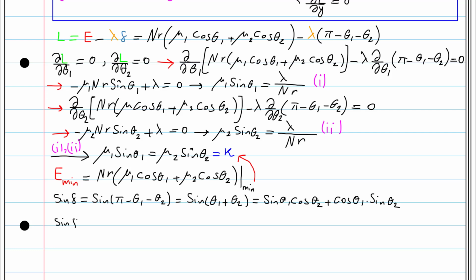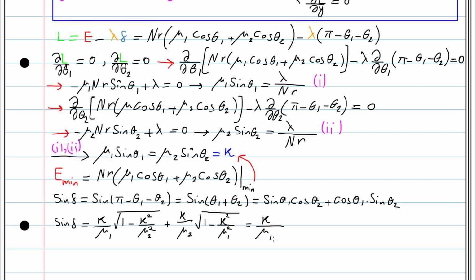Sine delta is kappa over mu1 times square root of 1 minus kappa squared over mu2 squared, plus kappa over mu2 times square root of 1 minus kappa squared over mu1 squared. That is kappa over mu1 mu2 times the square root of mu2 squared minus kappa squared plus the square root of mu1 squared minus kappa squared.